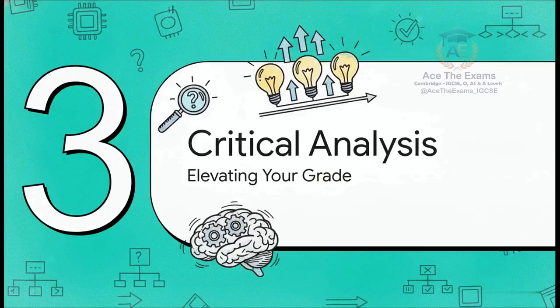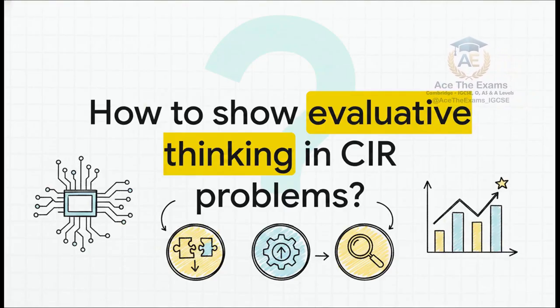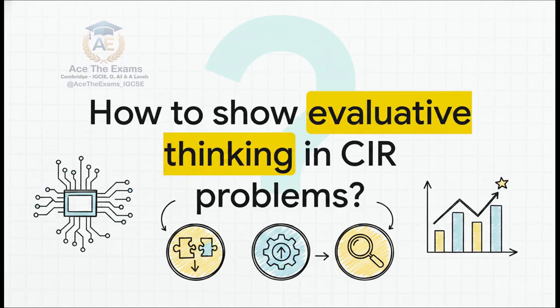Having mastered the procedural steps, we now look at the higher-order objectives that separate a good answer from a truly exceptional one. This is where we get into critical analysis. It really all boils down to this one question. How do top scorers demonstrate evaluative thinking in complex CIR problems? To bump an average grade to a top-tier one, you have to employ what examiners call the deconstruct, solve, and evaluate framework. You break the given information down into logical pieces, solve it systematically, and then critically evaluate your own approach.